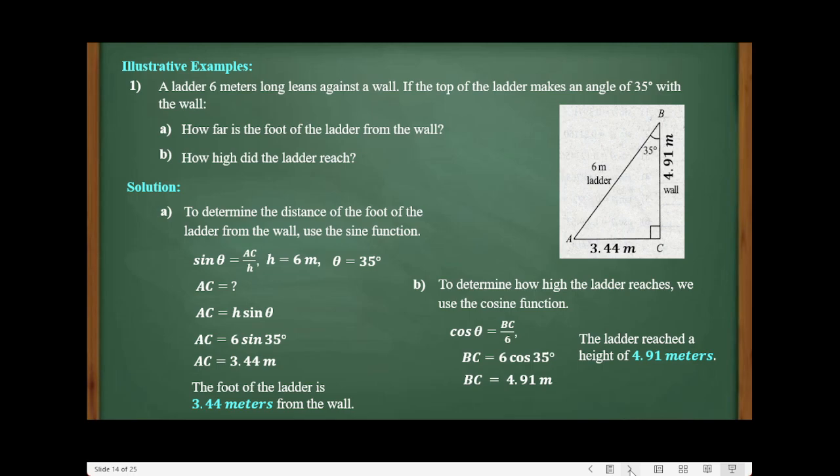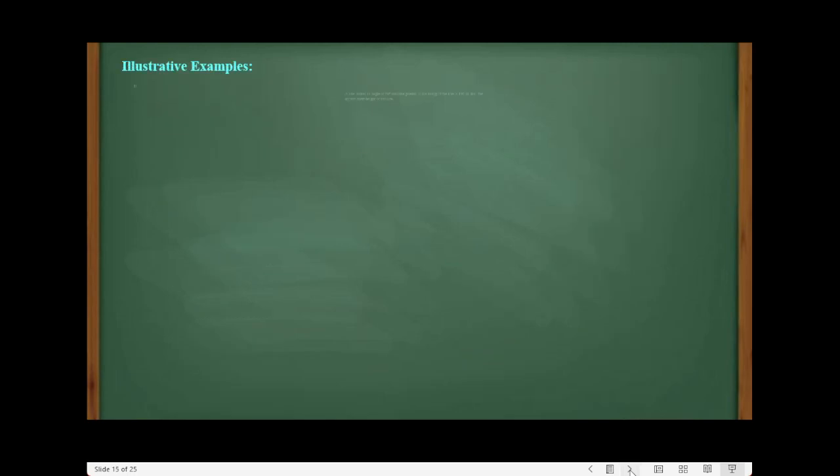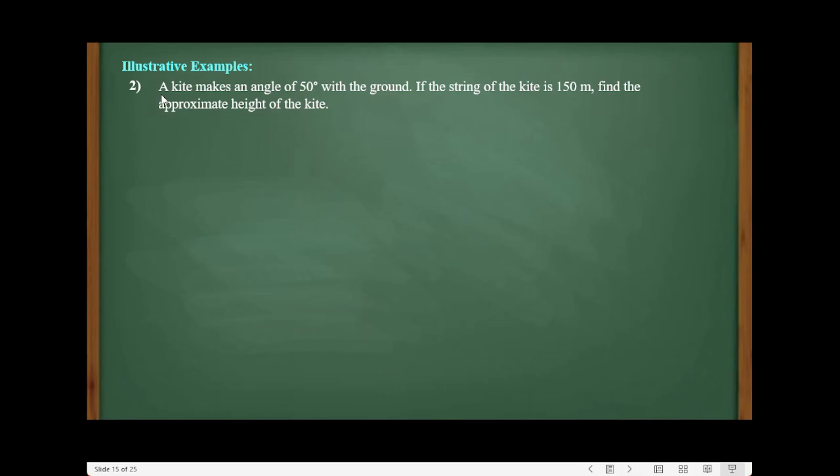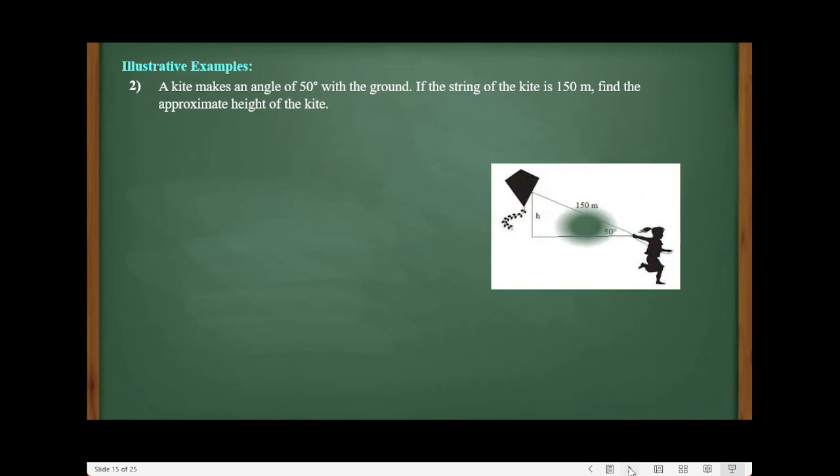Next, a kite makes an angle of 50 degrees with the ground. If the string of the kite is 150 meters, find the approximate height of the kite. So let us illustrate the problem. So this is the kite. The girl is holding the string with the length of 150 meters. So we are asked to find the approximate height of the kite. This one right here.